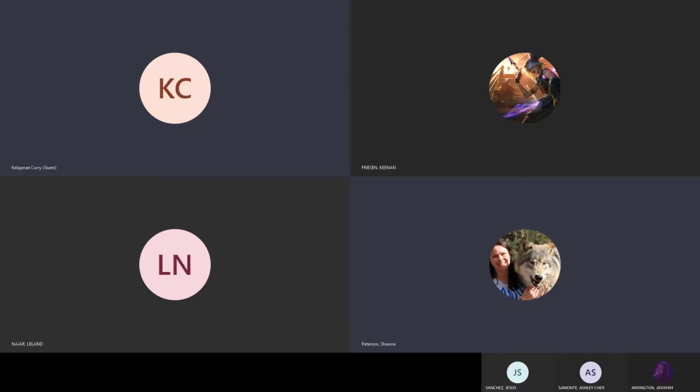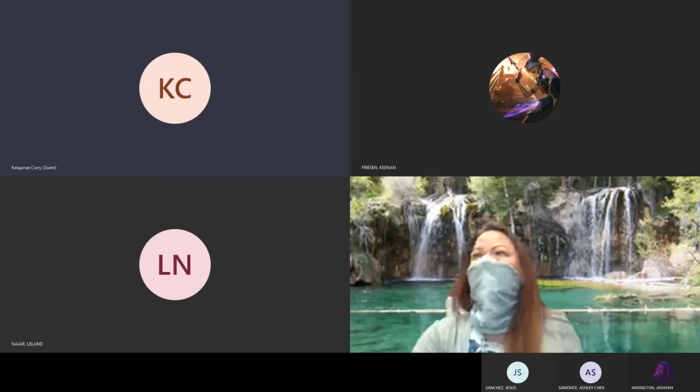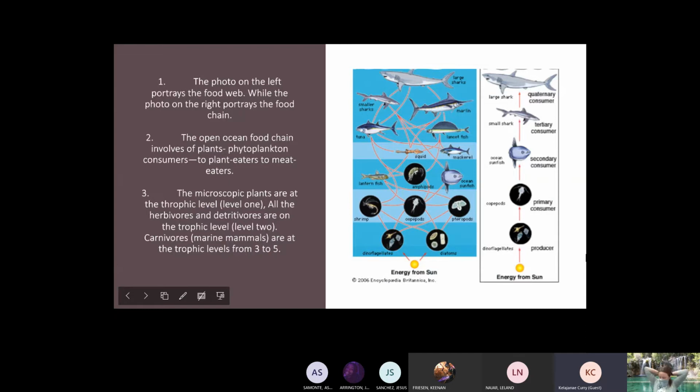I have an image of the food chain and the food web. The food web image is on the left side of the screen, and the food chain image is on the right side of the screen. The open ocean food chain involves plants, consumers, and plants to plant eaters to meat eaters. It's mainly about the animals of the ocean since animals live in the ocean.